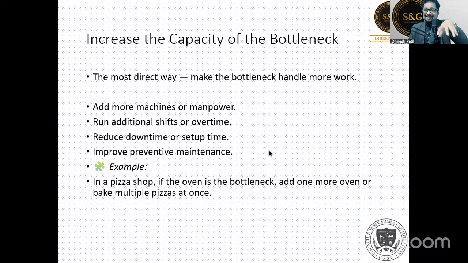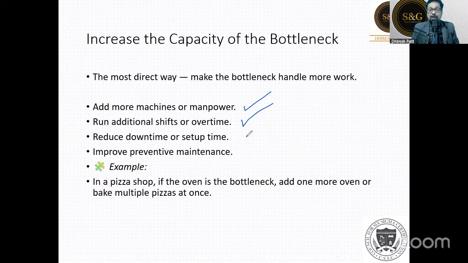Let's take the same example of the pizza making process. Make your bottleneck handle more work. How can you do that? Add additional manpower or machines, give an additional shift to the bottleneck. In some cases, other operations only work for one shift, but the bottleneck operations work for two shifts. This also happens because you have to run the bottleneck more, as that defines your ultimate throughput, right?